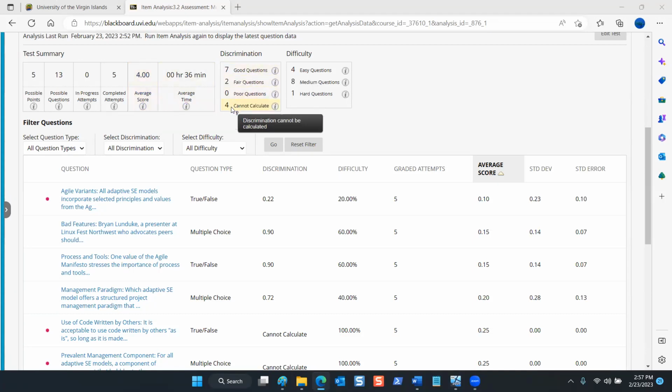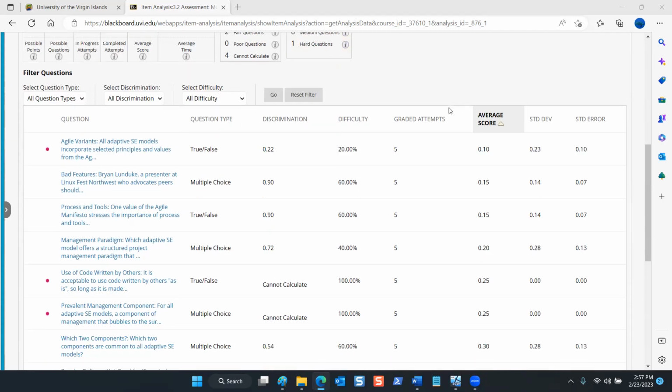In terms of discrimination, there were only a few questions where all the students answered in an identical manner. Either they all got it right or they all got it wrong, which, again, throws a curve at the Blackboard algorithm. 4 questions were considered difficult, 4 were considered easy, 8 were considered medium difficulty, and 1 was considered hard. So that's a fair mix. At least we had one hard one and we didn't have too many easies. So there you have it.